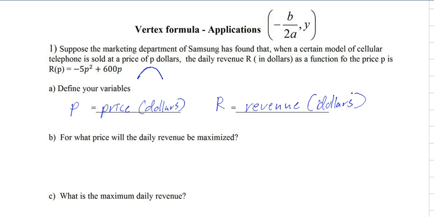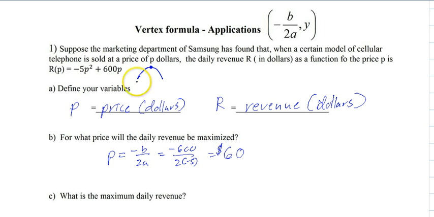So if we want to find, right here, for what price will the daily revenue be maximized? If we're looking for the maximum, that's our Vertex formula. It's not an X here, it's a P. So we plug it in. Negative b over 2a, so 600 over 2 times negative 5, and that gives us 60. So the price that will maximize our revenue is $60.